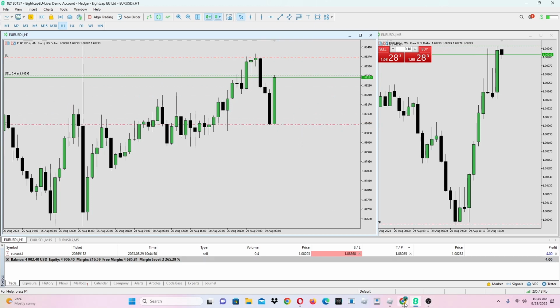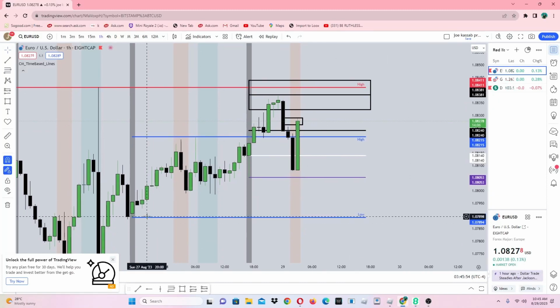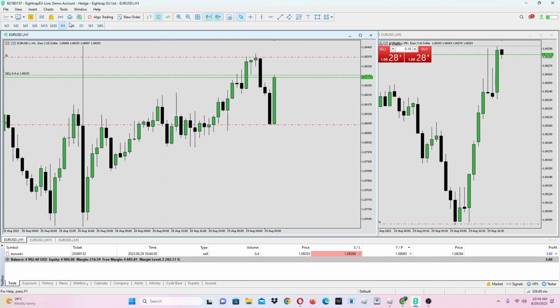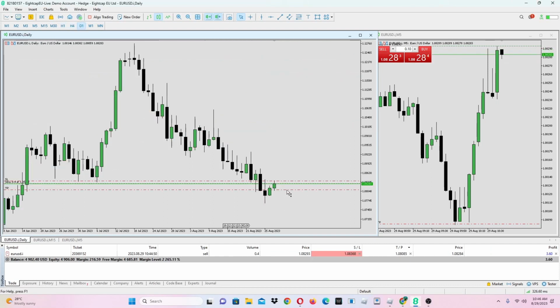So my first target is actually at this low right here. This is previous day's low. So my target is previous day's low. This is my first target. I will be taking partials right here. We shall see if we will break to the downside.